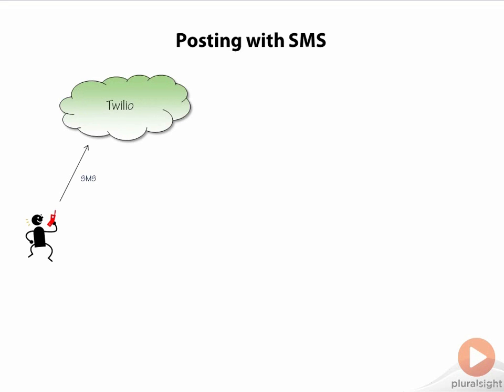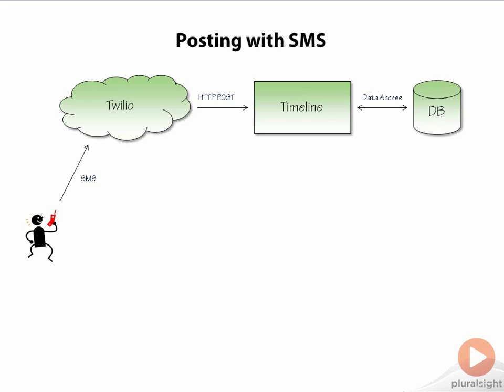Posting a new message to the timeline application is not much different than the echo service we created in the previous module. The user sends an SMS message to the Twilio phone number. Twilio delivers that message via an HTTP post to the timeline web service. The timeline application receives the message and, after matching the user account, adds the post to the database.